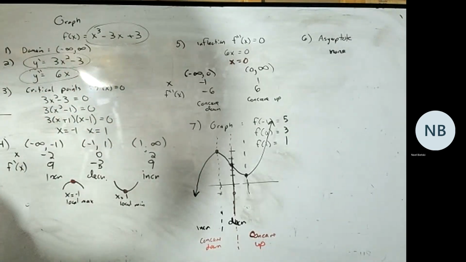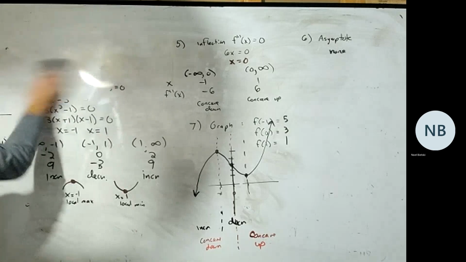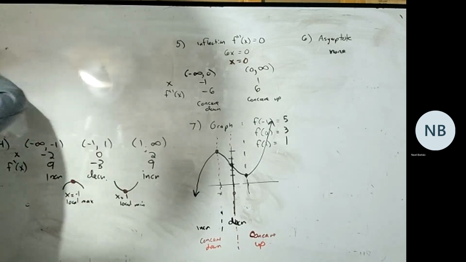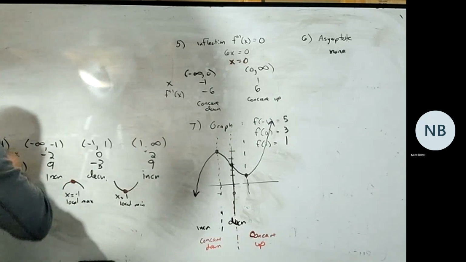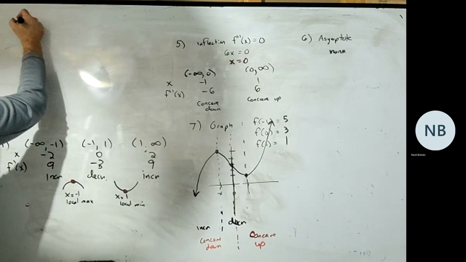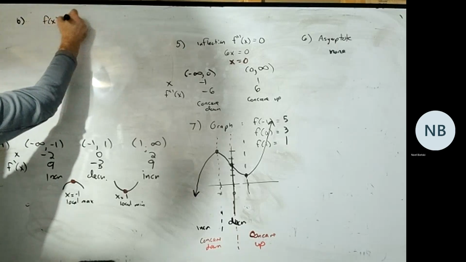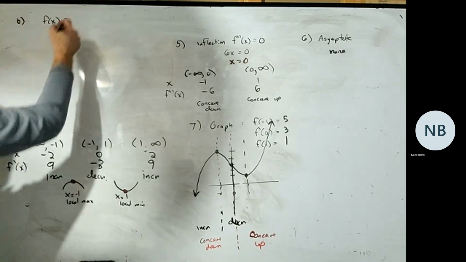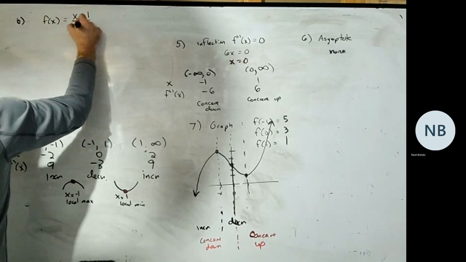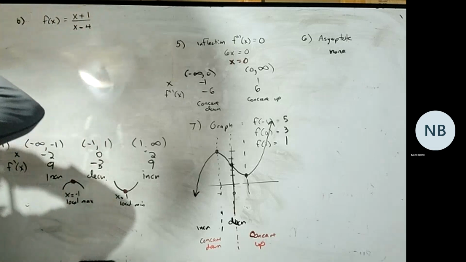One more of these and we'll get to optimization. That'll be our last problem, so we have about another maybe 10 minutes. The next one I want to do is to graph f of x equals, let's say, x plus 1 all over x minus 4. Something like that. That's good.